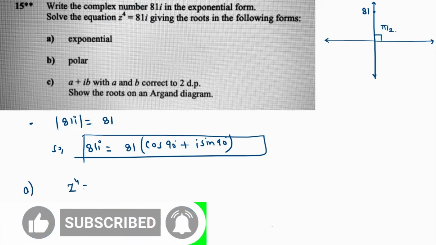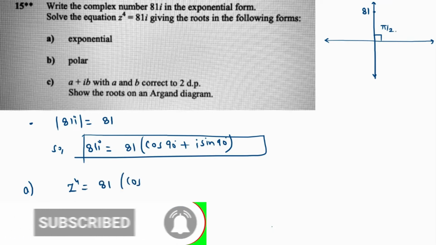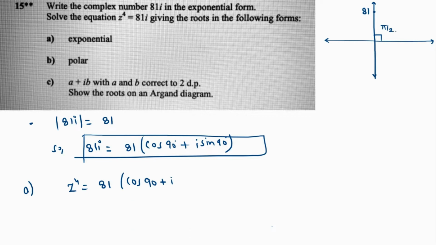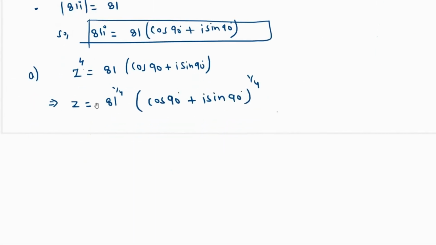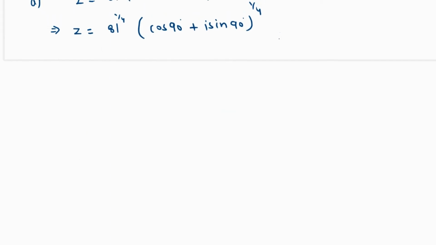Actually, we have to solve for z raised to 4. So we have to equate z raised to 4 to 81i, and 81i is nothing but this in polar format. So we need to take the fourth root of both the sides. So 81 fourth root and fourth root of cos 90 plus i sine 90. And remember that the fourth root is going to be expanded using De Moivre's theorem.